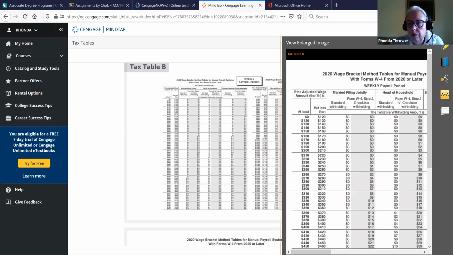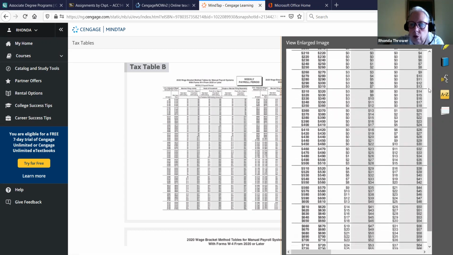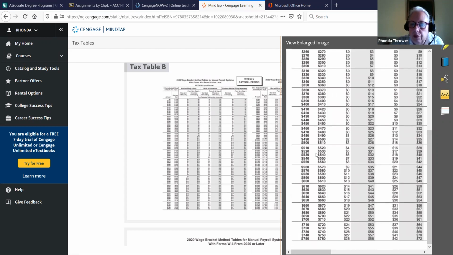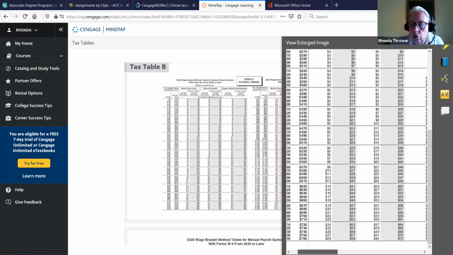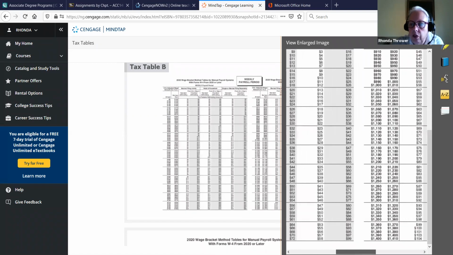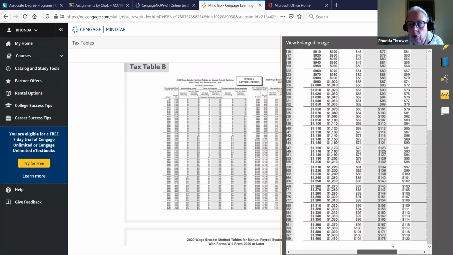We're going to look for the amount of the weekly pay, which was $1,900. It's got to be at least, but not more than, $1,900. So I'm going to scroll down the column. You can see in the first table it goes from 750 to 760. That's not enough, so I'm going to scroll across because there's a second part of the columns here.